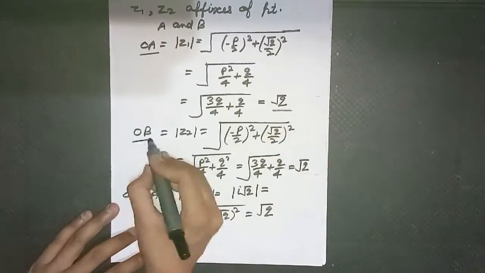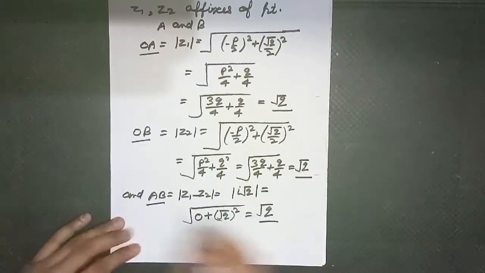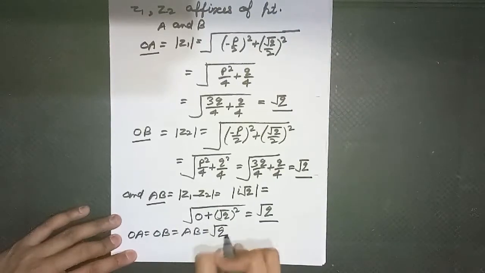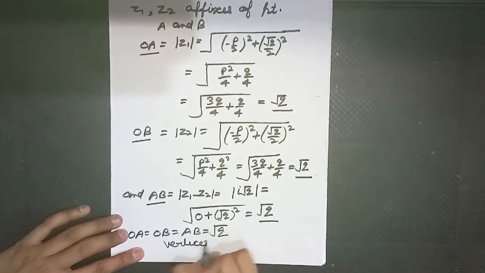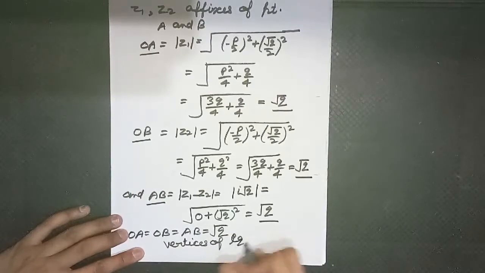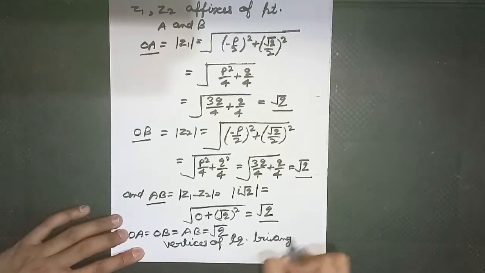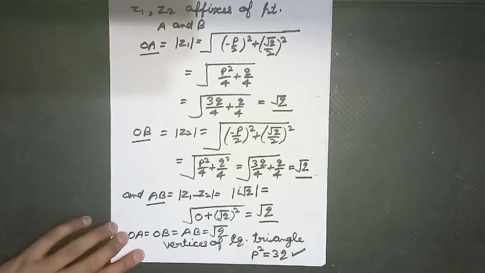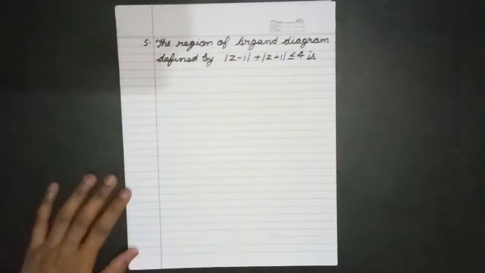So from here all lengths are equal, means OA is equal to OB is equal to AB is equal to under root q. So these are vertices of an equilateral triangle. So option A, p square is equal to 3q, is satisfied. So this is the answer.